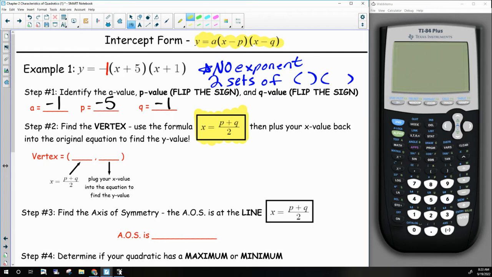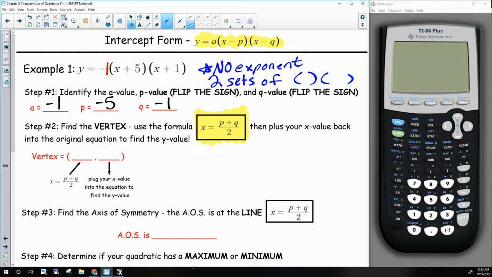That formula comes from finding the average. Okay, my p value is over here, my q value is over here. I know that the vertex has to be right in the middle. So to find what's right in the middle of numbers, you add them together and divide. Okay? So we're going to add our p plus q and divide by 2.